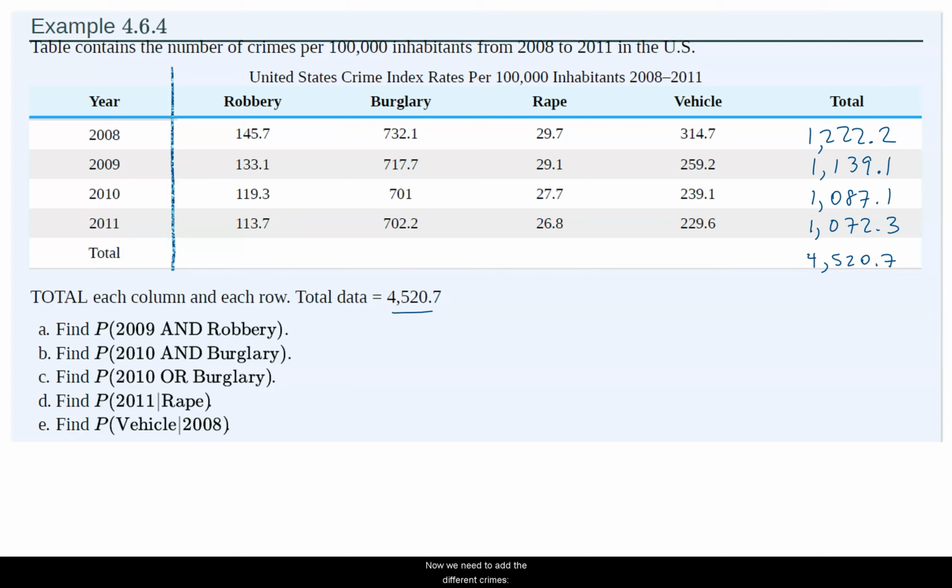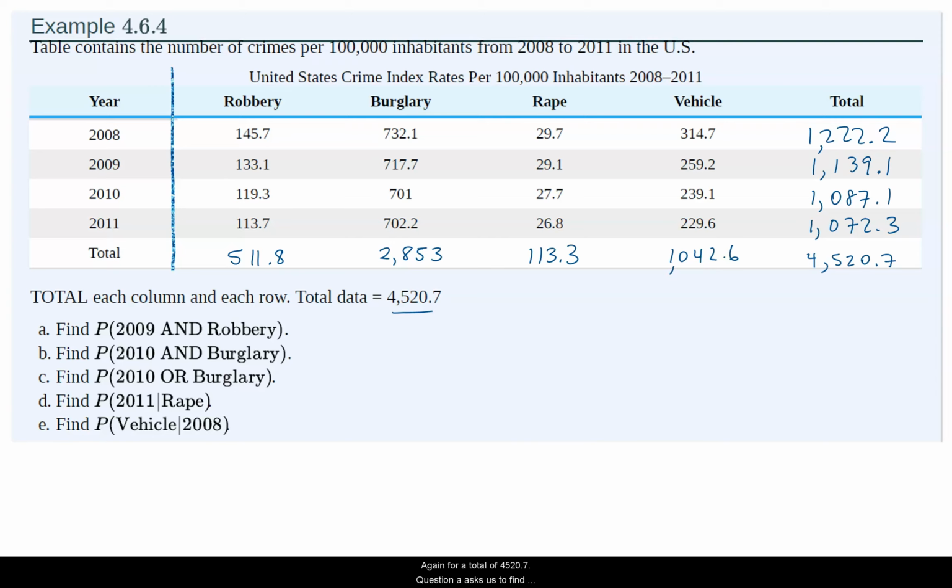Now we need to add the different crimes. Robbery is 511.8. Burglary, 2,853. In totaling the rape category, we get 113.3. And in totaling our vehicle crimes, 1,042.6. Again, for a total of 4,520.7.